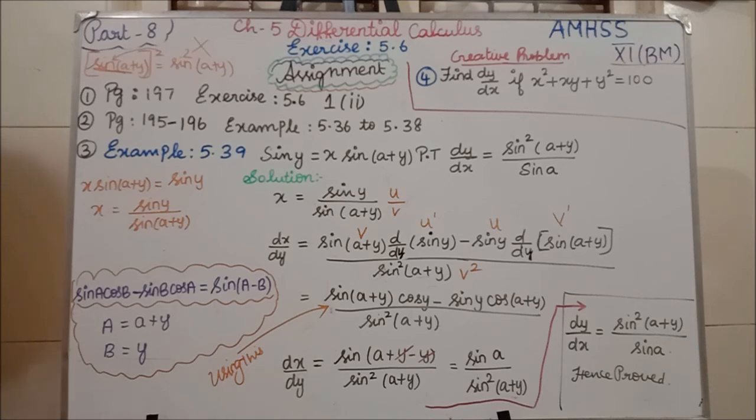Yes, one more question we are having, which is the fourth sum, a creative problem. That is not in your book, I have given this problem creatively. See, find dy by dx if x square plus xy plus y square equals 100. Students, this is a very simple and easy problem. Do this problem step by step. It will take nearly 5 to 6 steps only. With that you will get the answer.